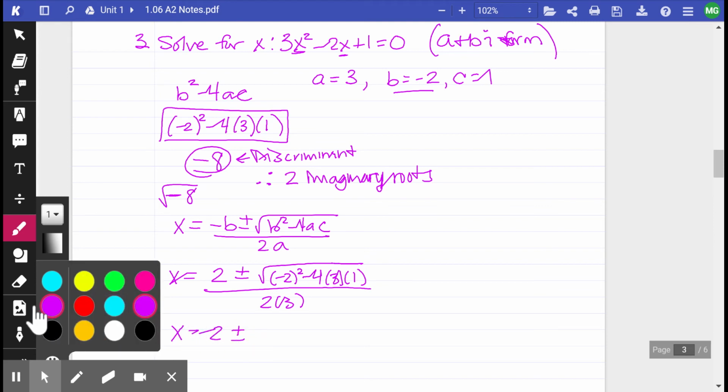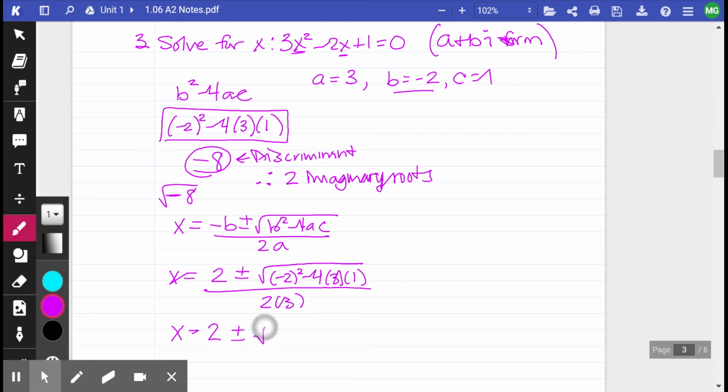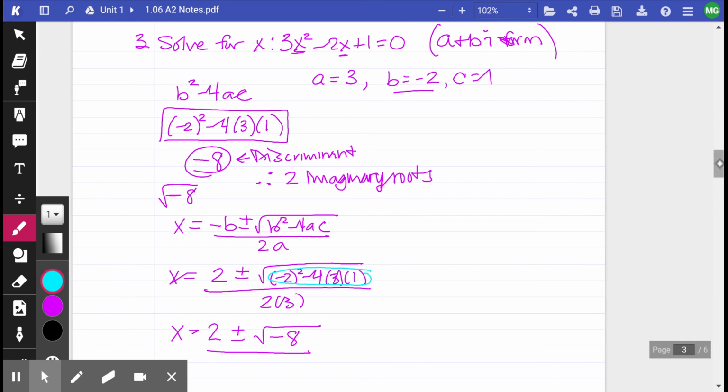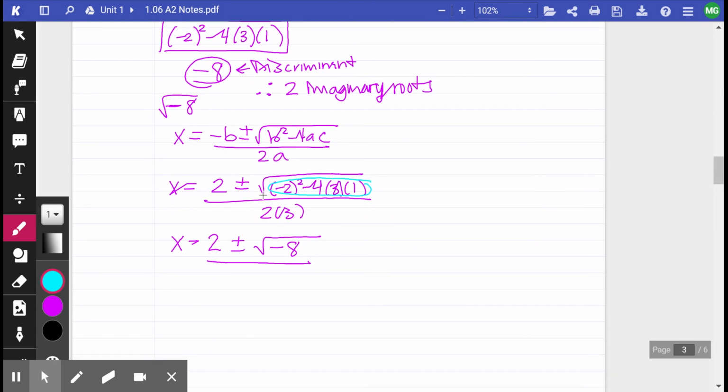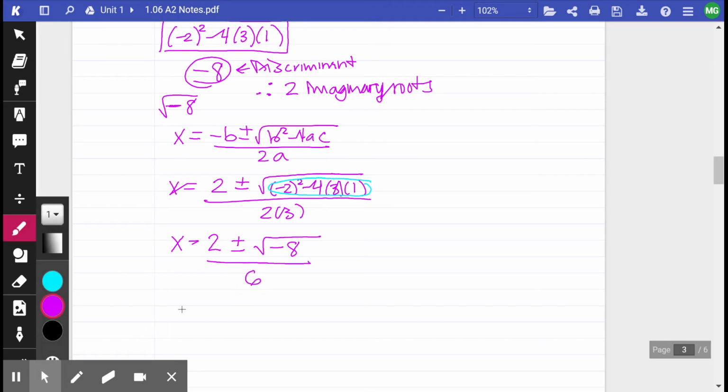And then underneath our radical will be our -8. Again, you're typing this whole thing into the calculator at once, which we already did. When you do it, you should not be typing in the square root with it. 2 times 3 gives me 6.